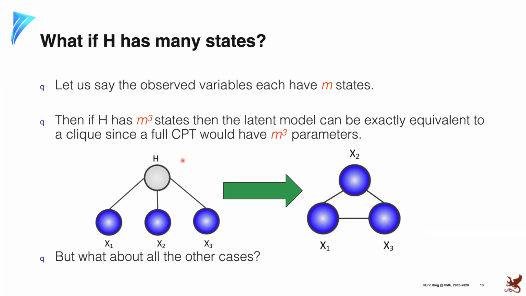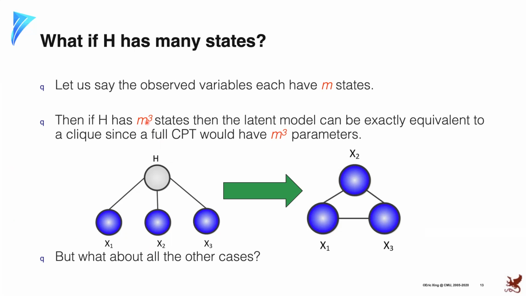This means M cubed, that is m^3. Because each of these three can take m values, the number of combinations of them is just m cubed. So if the edge has m cubed states, each configuration of x1, x2, x3 will have a unique edge here.